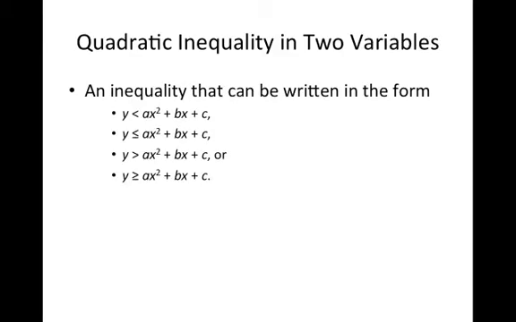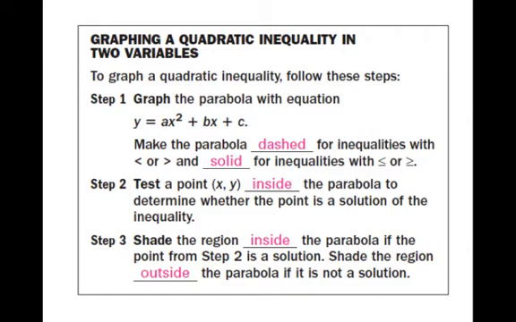So a quadratic inequality in two variables is any inequality that can be written in any of the following forms. y less than ax squared plus bx plus c, or y less than or equal to ax squared plus bx plus c, y greater than ax squared plus bx plus c, or y greater than or equal to ax squared plus bx plus c. To graph a quadratic inequality, follow these steps.